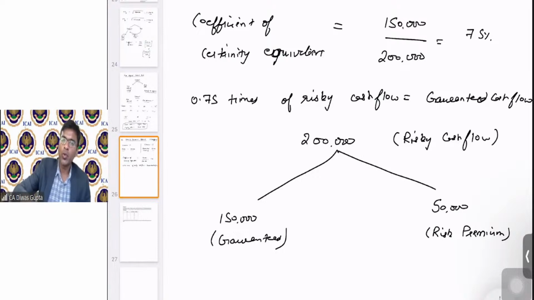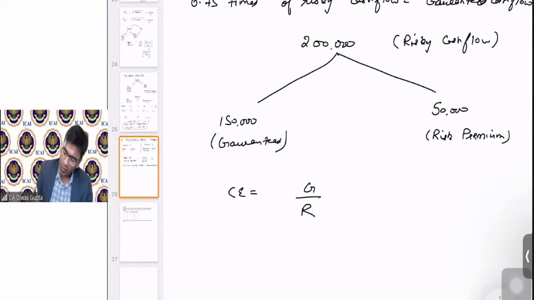So just to conclude, how is certainty equivalent calculated? Guaranteed cash flow divided by the risky cash flow. And if you want to calculate the guaranteed cash flow, you can take the risky cash flow and multiply it by this certainty equivalent. Yes.